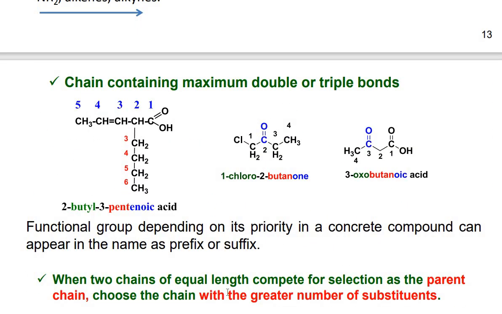Now you can see the chain containing the maximum double and triple bonds. 2-butyl 3-pentenoic acid. You can say 1-chloro-2-butanone and 3-oxobutanoic acid. So a functional group, depending on its priority in a given compound, can appear in the name as a prefix or suffix. When two chains of equal length compete for selection as the parent chain, choose the chain with the greater number of substituents.